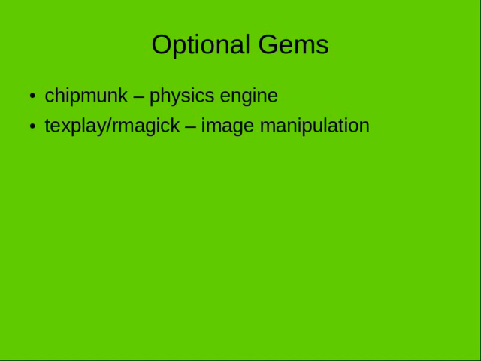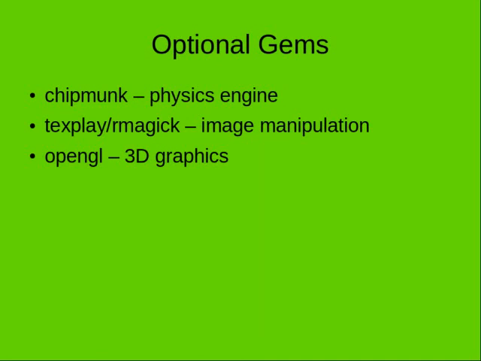There's a couple of image manipulation libraries, TextPlay or RMagick. If you use Rails for web development, you might be familiar with RMagick. This allows you to do image manipulation within your game. So after you've imported the image, you can then manipulate it on the fly within your game. So that's pretty cool. And in one of the demonstrations that I'll be showing later, I'll show you how that could be useful.